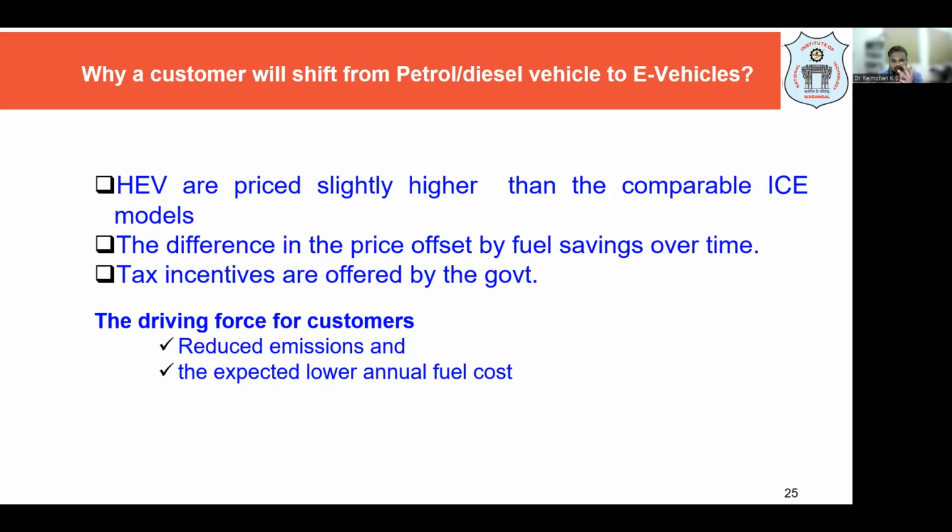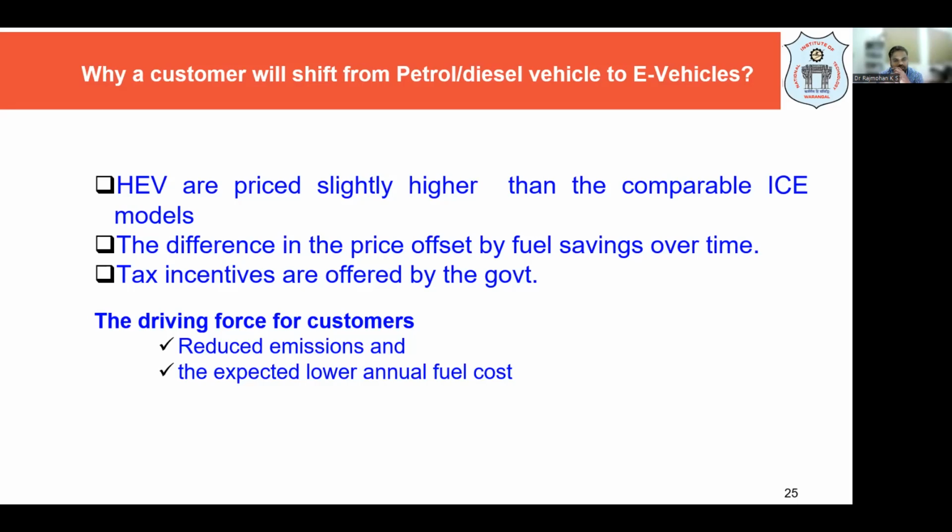One thing is expecting a lower annual cost of fuel, because I no longer need to go to the petrol bunk and buy petrol at a very high price. The electricity charges are less. I can recharge at my home where I pay only 10 rupees per unit. So that is one reason to go towards e-vehicles.